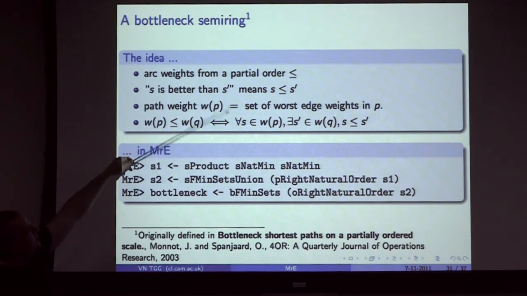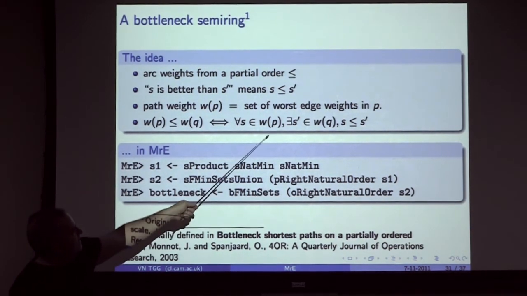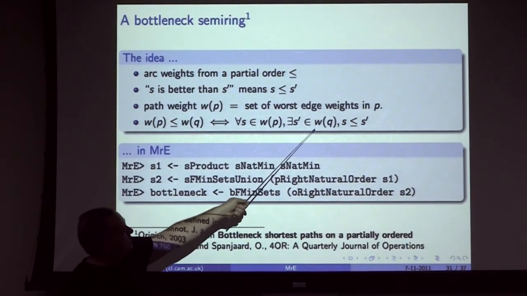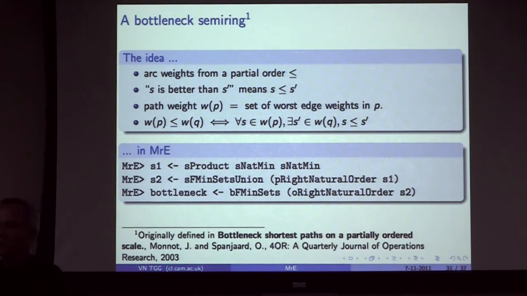S is better than S prime means that S is less than or equal to S prime in that partial order. Suppose P is a path in the graph. Its weight is the set of the worst arc weights in path P. This may have multiple things in it because we're only dealing with a partial order. It's sort of the anti-chain. It's the worst thing, so I'm looking at the worst arcs. Now I say one path P is better than another path Q if for every S in the weight of P there exists an S prime in the weight of Q that is worse. So the weight of Q bounds the weight of P above, or dominates it, maybe is a better way of saying it.